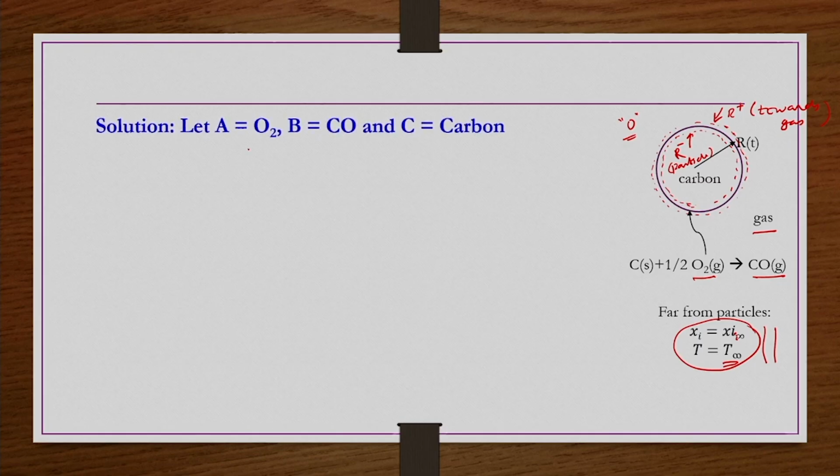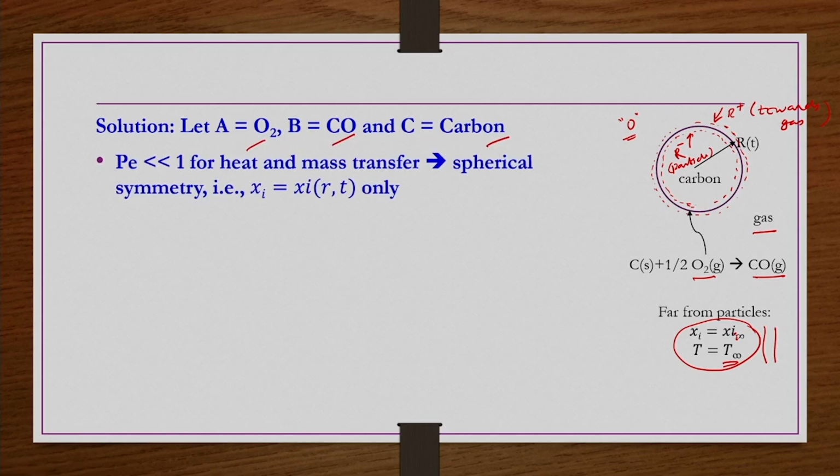Now, let A be O2, B be CO, and C be carbon. This is given: the Peclet number is very much smaller than 1 for both heat and mass transfer. Because of that, we can have a spherical symmetry, so that xi is a function of both r and t only, but it is not a function of theta and phi. Okay.